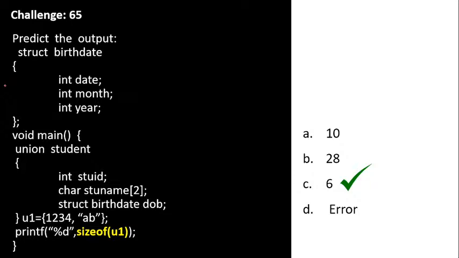Manjushri is also saying 10. Why, guys? Didn't you understand? In a union, the maximum memory is what it will take. Maximum memory, this is a union. The student is a union. See this. Go through the question properly.